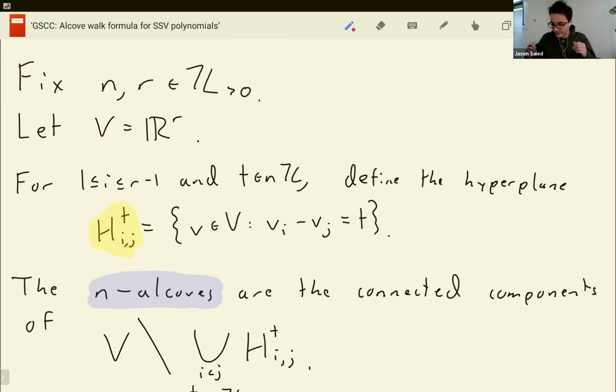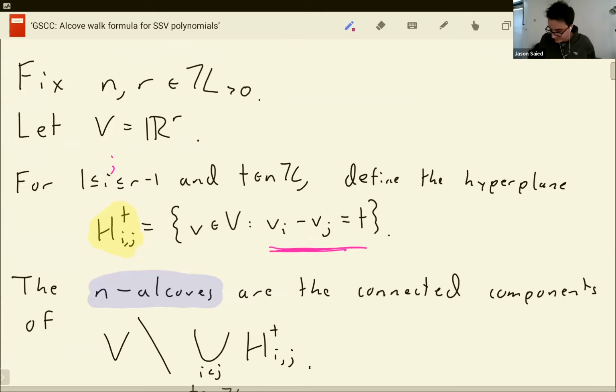For numbers i and j, and any number t that's divisible by the n that we fixed, we can define a hyperplane depending on these things. It's just the space where v_i minus v_j equals t. So it's these planes that cut up the space into pieces.